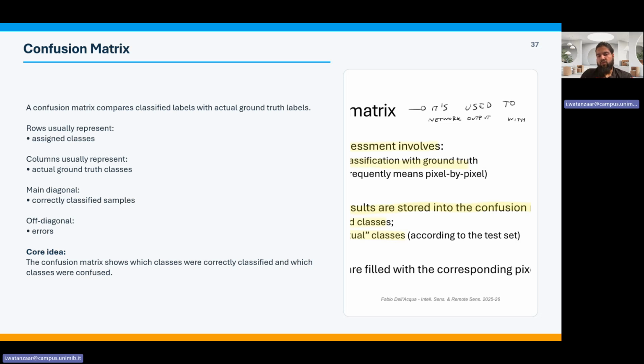The main diagonal usually represents the correctly classified samples or pixel values, and the off-diagonal entries are all errors. So the core idea of the confusion matrix is that it shows which classes were correctly classified and which classes were confused. This is really important, and based on the confusion matrix, we look into multiple accuracy assessment methods.